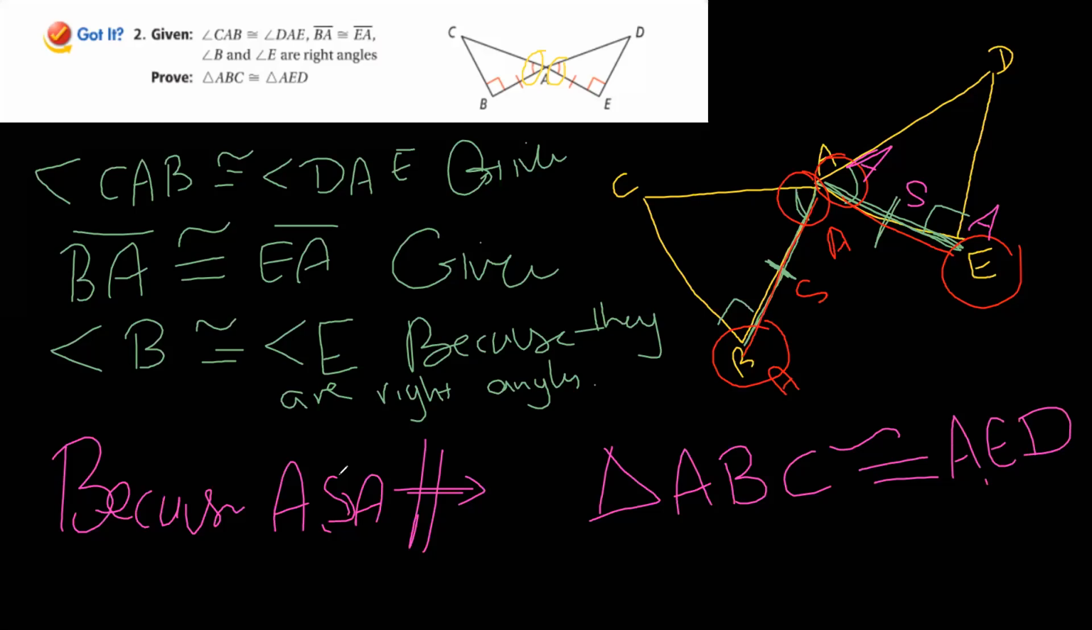Is it clear? And teacher, I would write because ASA is that triangle ABC is congruent to AED. Yes, because the postulate ASA works here, I can say that triangle ABC is congruent with triangle AED. Okay, is it clear? Yes. Yes, miss.